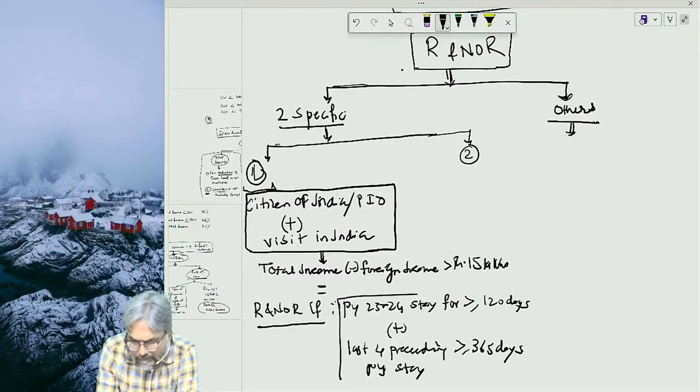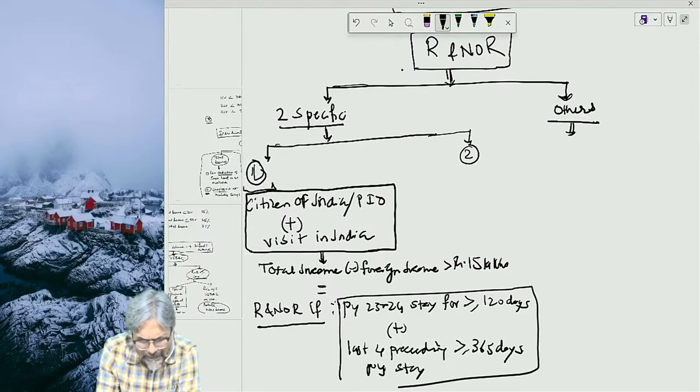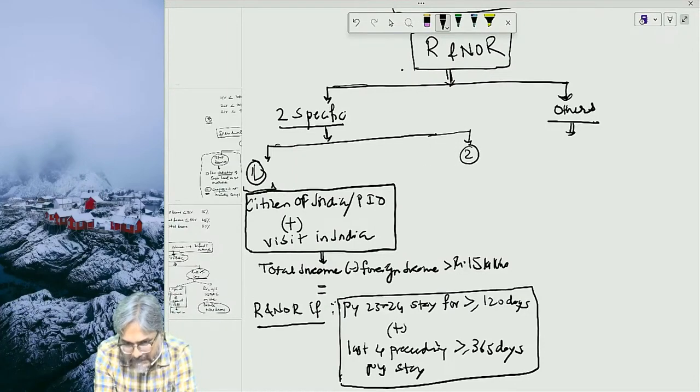The second one, students, if you can recall, R and NOR. If this is the situation I have told you, and this is already given in your textbook. These are very specific cases. This is the reason why. And the second one, students, if you remember, this was 61A. Remember that? Citizen of India. This is a citizen of India.